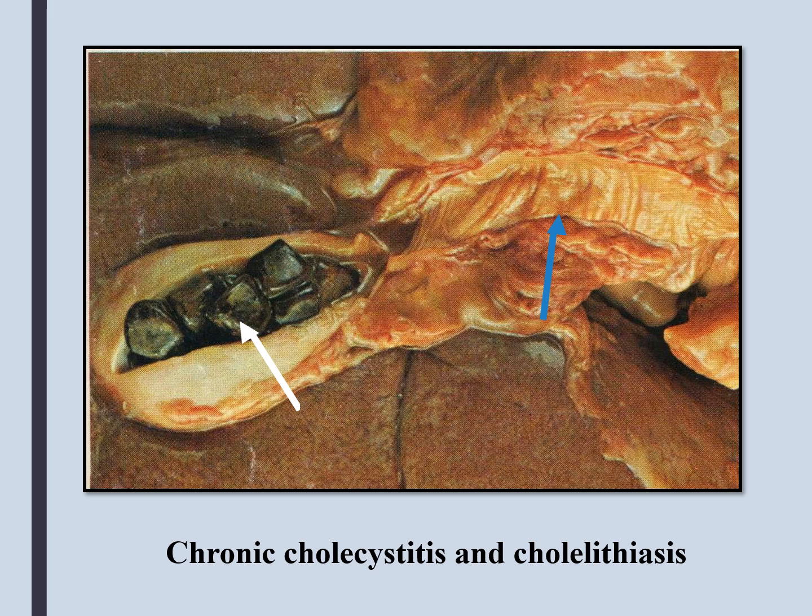The gross examination shows the inferior surface of the liver with the gallbladder and the common bile duct. The gallbladder is contracted with a markedly thickened fibrous wall, and the lumen is filled with several faceted gallstones marked by the white arrow. The common bile duct is dilated, which is marked by the blue arrow.